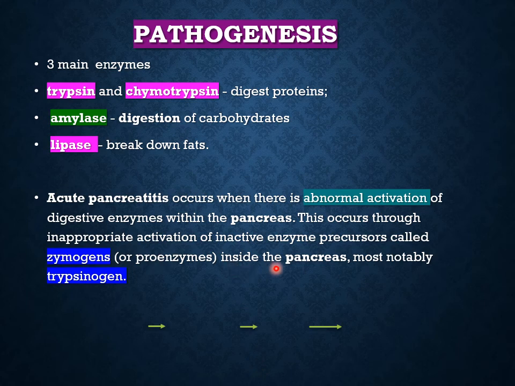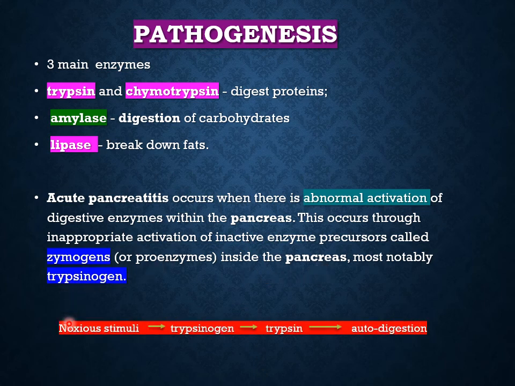Inside the pancreas, the most notable of these precursor enzymes or proenzymes is trypsinogen. Here we have noxious stimuli of various causes. They inappropriately activate the precursor enzymes, proenzymes, trypsinogen, and trypsinogen is activated to become active trypsin, and this results in autodigestion of the pancreas. And that is the damage that is done in acute pancreatitis.